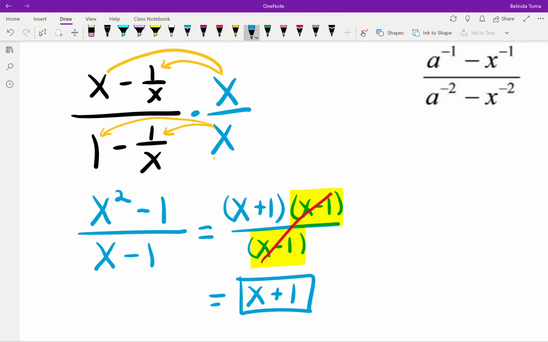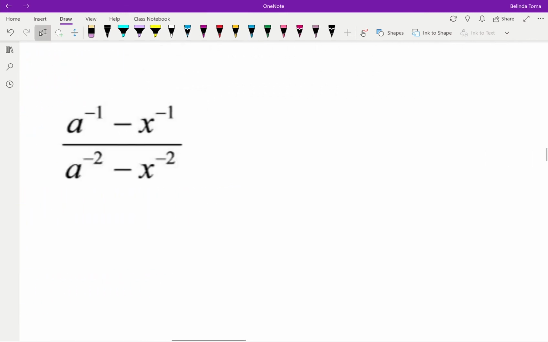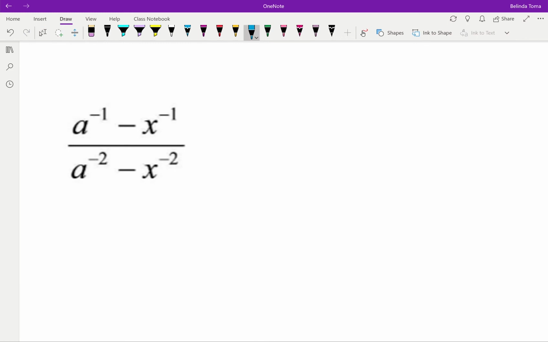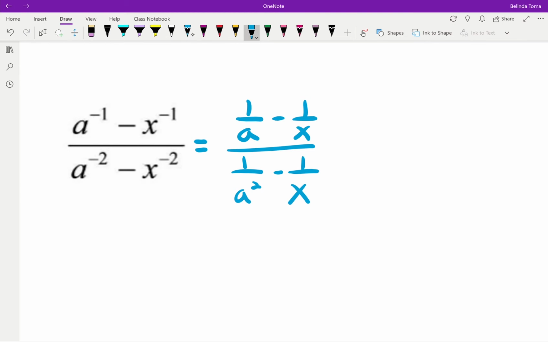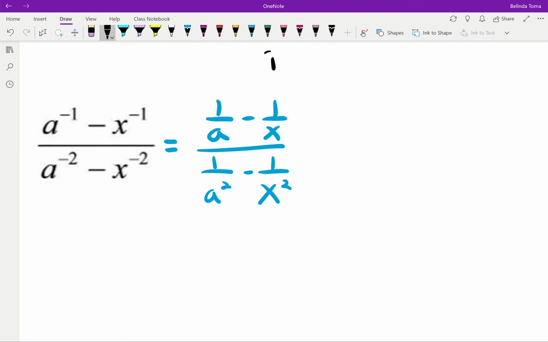So let's look at one of these examples that has the negative exponents. So here, we're going to first rewrite this problem: 1 over a minus 1 over x divided by 1 over a squared minus 1 over x squared. It's really important that you do that first. So we're going to start with method 1, which means that we're going to combine the terms in the first part of the problem.